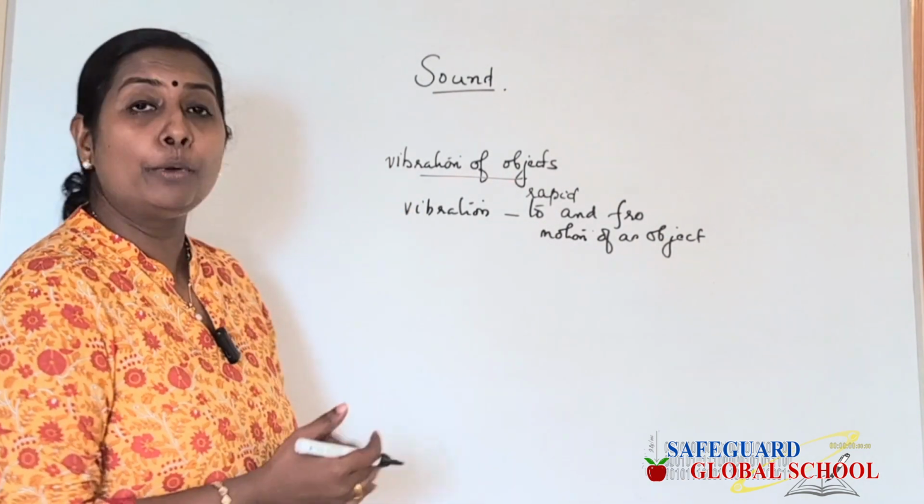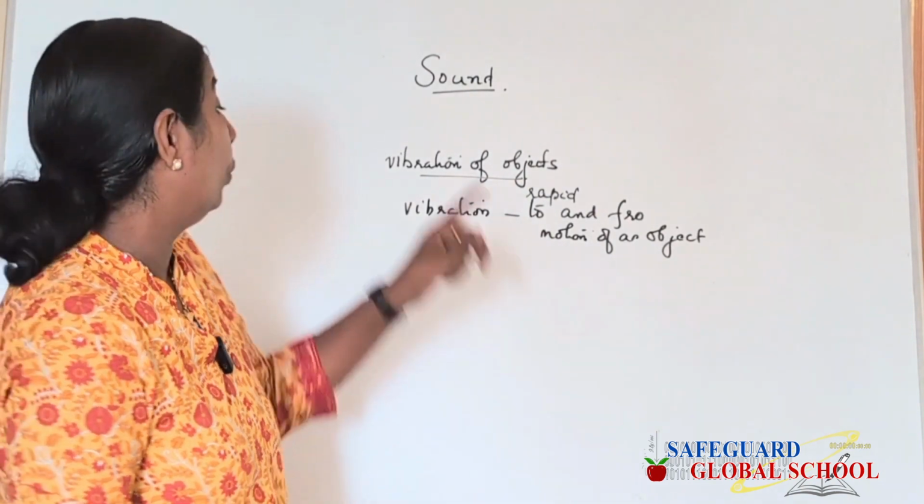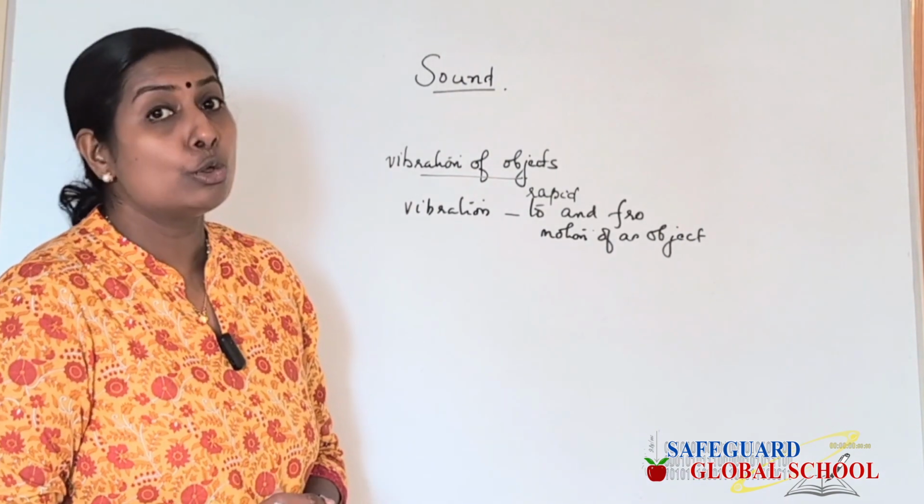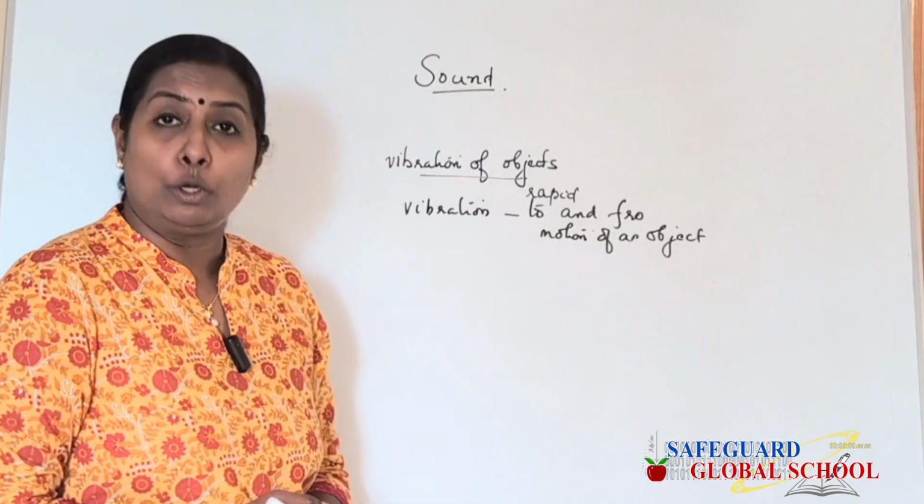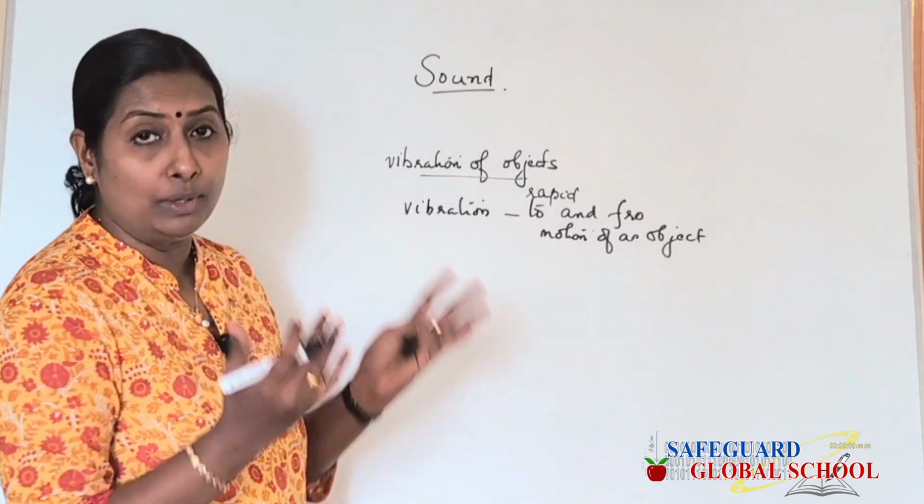So how is sound produced? Sound is produced by the vibration of objects. And what do you mean by vibration? Vibration is the rapid to and fro motion of an object. So let us analyze what is happening around us.